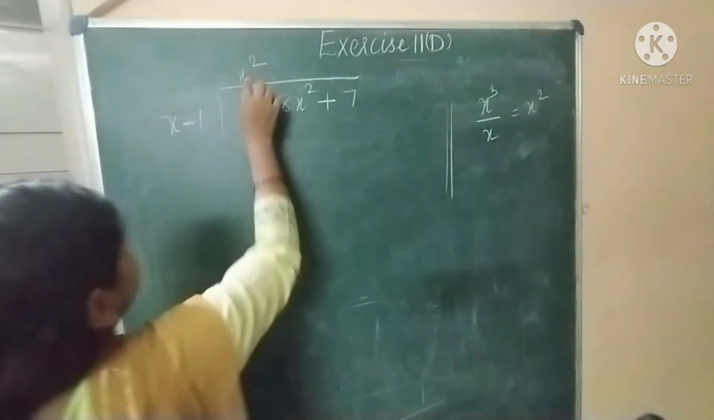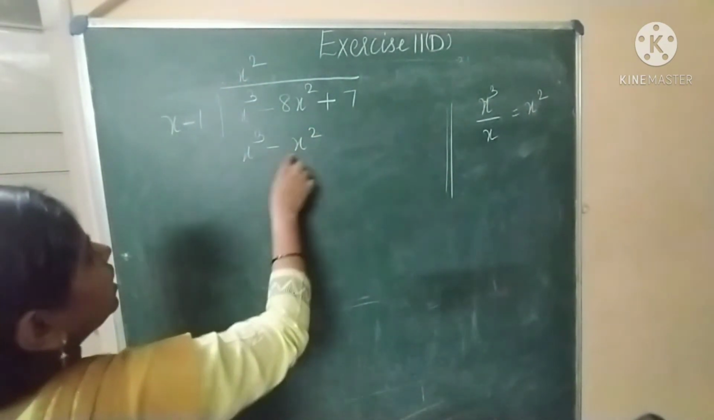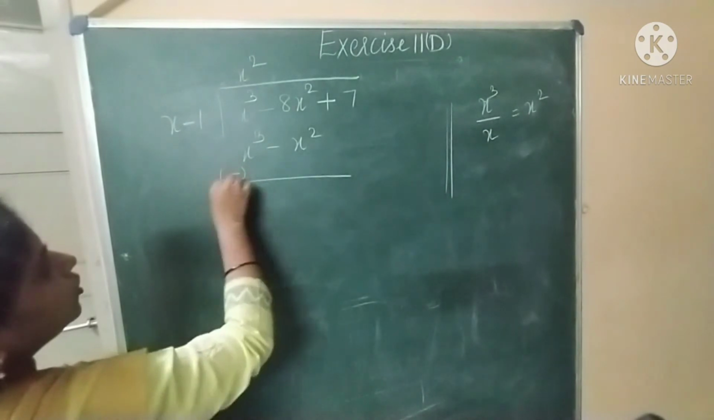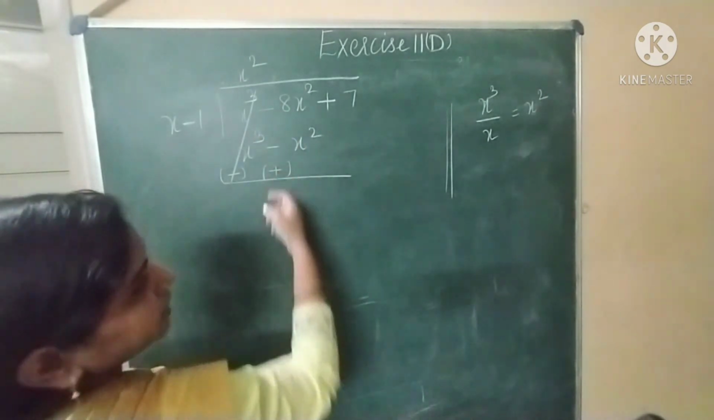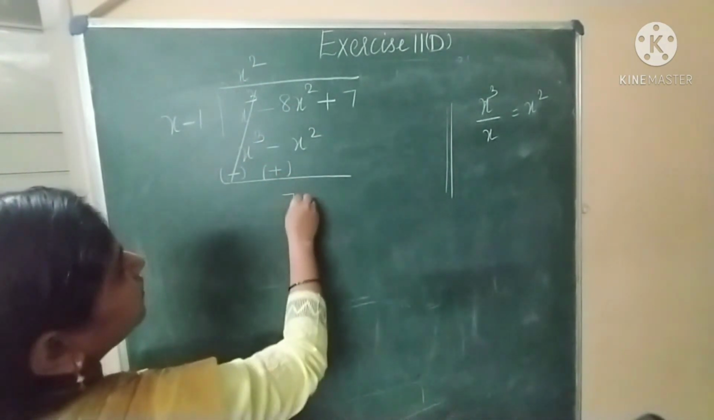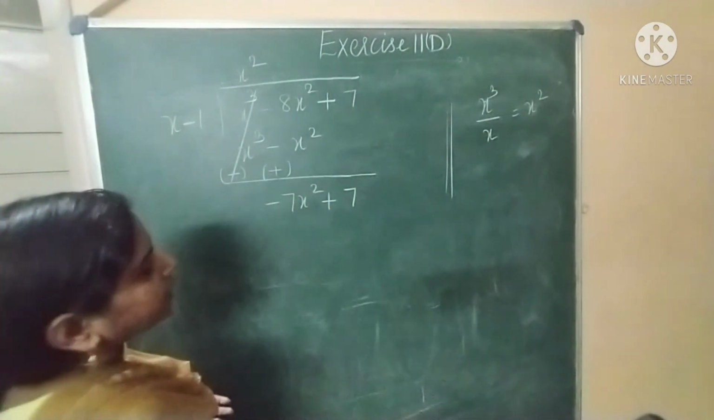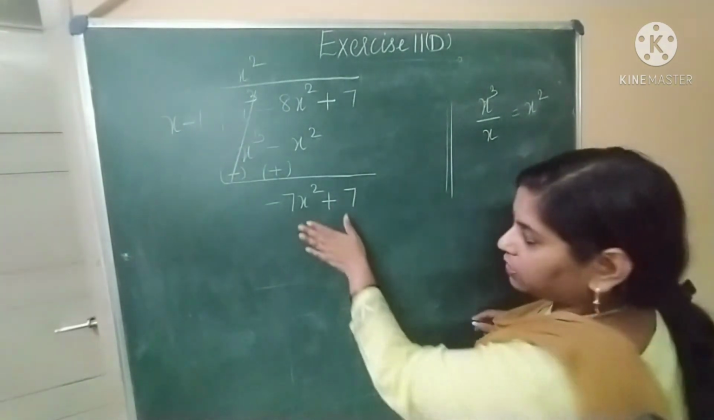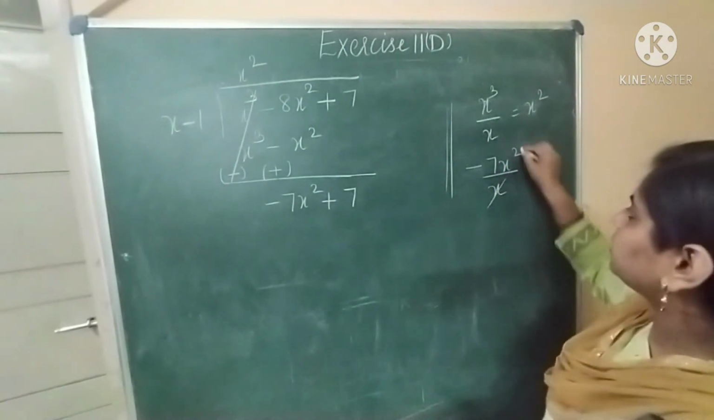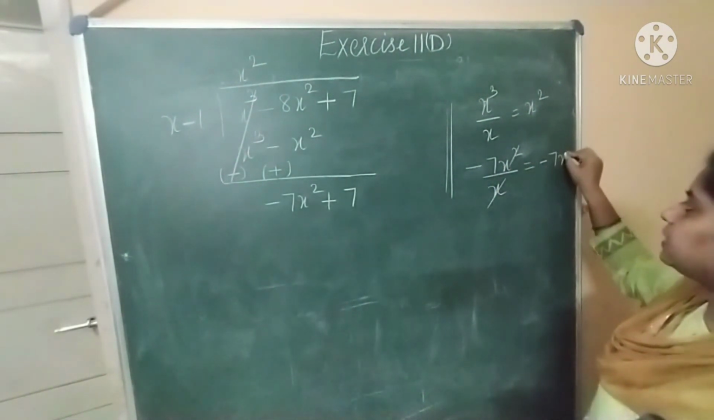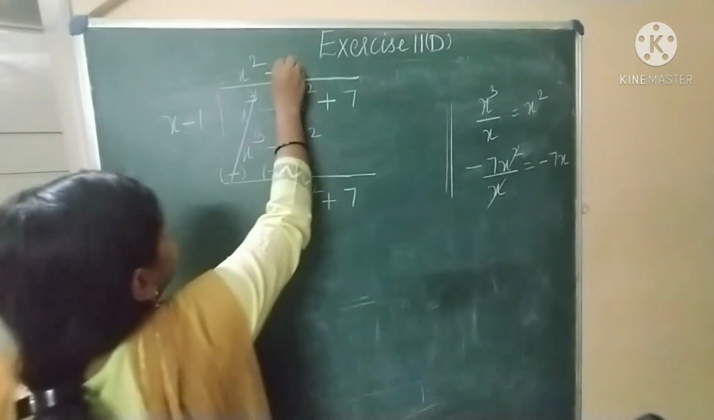So x into x square gives you x cube, minus 1 into x square gives you minus x square. Convert minus to plus, plus to minus. So the first term will get cancelled and for the second term, minus and plus is subtraction. 8 minus 1 is 7x square, minus 7x square, and bring down this 7. Again, you can see the remainder is not 0. So you take the first term minus 7x square, divide it with the first term x. So x square by x, remain with minus 7x. So this is the next term of the quotient, minus 7x.